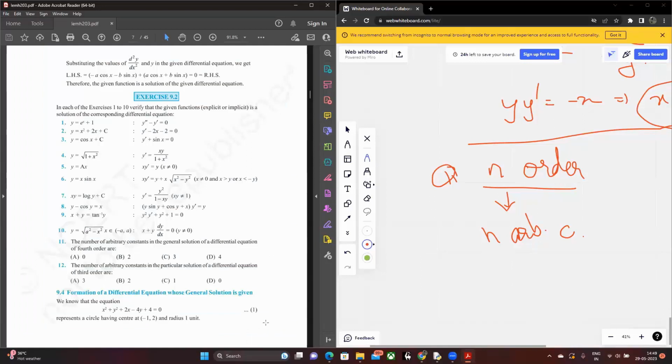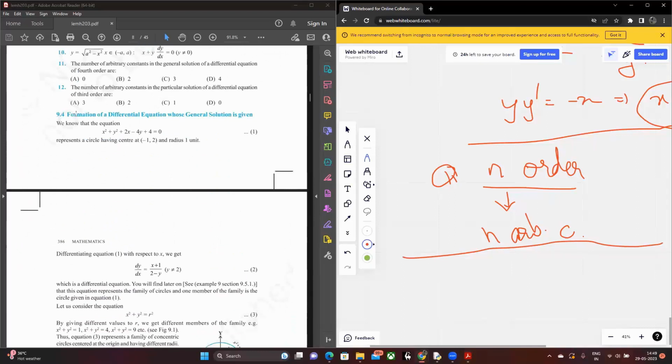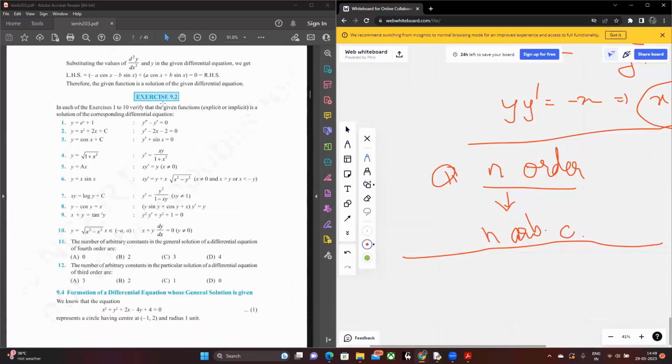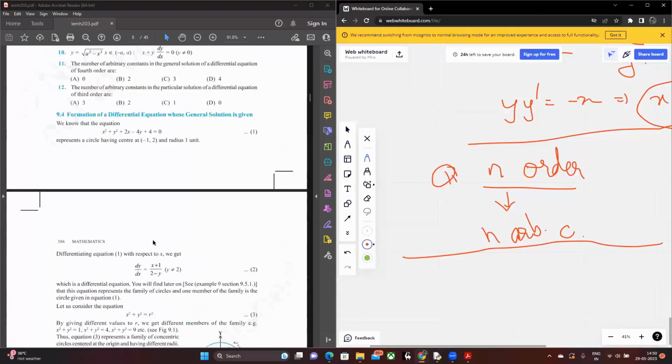Well, now going to exercise 10.3. Before that, here you deal with the formation of a differential equation when the general solution is given. So here you verify, given the solution and the differential equation, that this differential equation has this equation as a solution. But here, what is given is this solution, and then you form a differential equation with this equation. So first you deal with this circle.